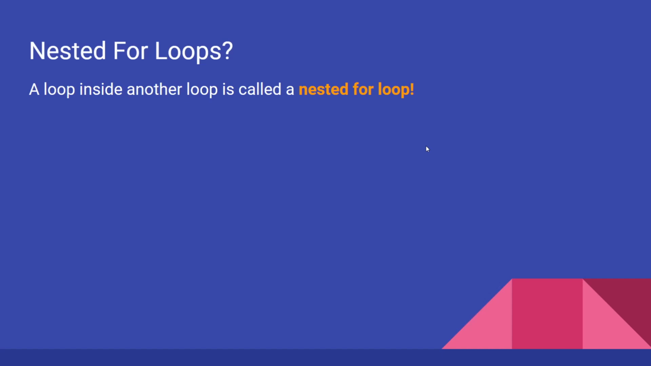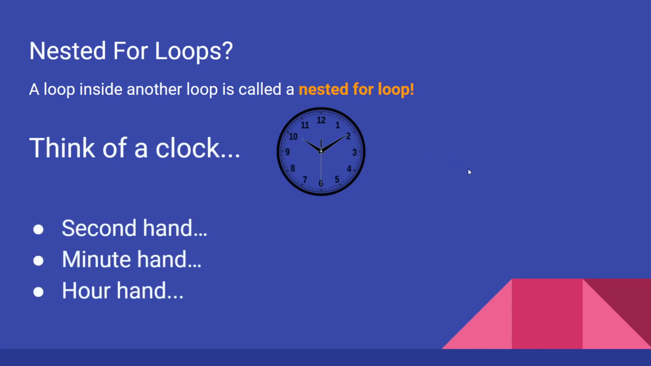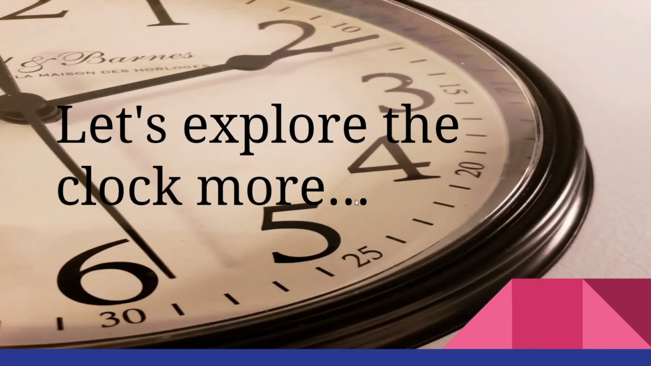How, you may ask? Well, let's take a clock for example. We know that a clock has three hands: the second hand, the minute hand, and the hour hand. We also know that 60 seconds accumulates to a minute, and 60 minutes turns into an hour. And there are 24 hours in one day. Now you may be asking yourself, well, I know this, but why is this important for nested for loops? Well, it's important because we're going to dive deeper into the clock for our demo.